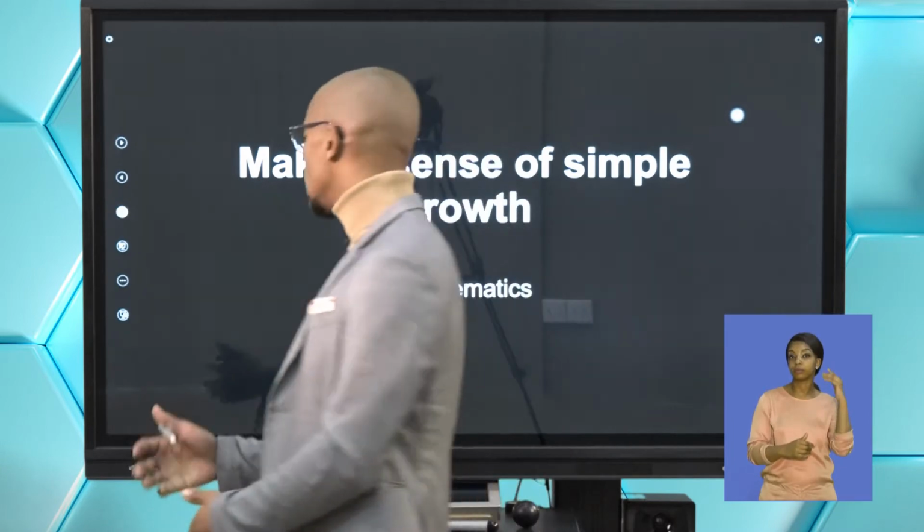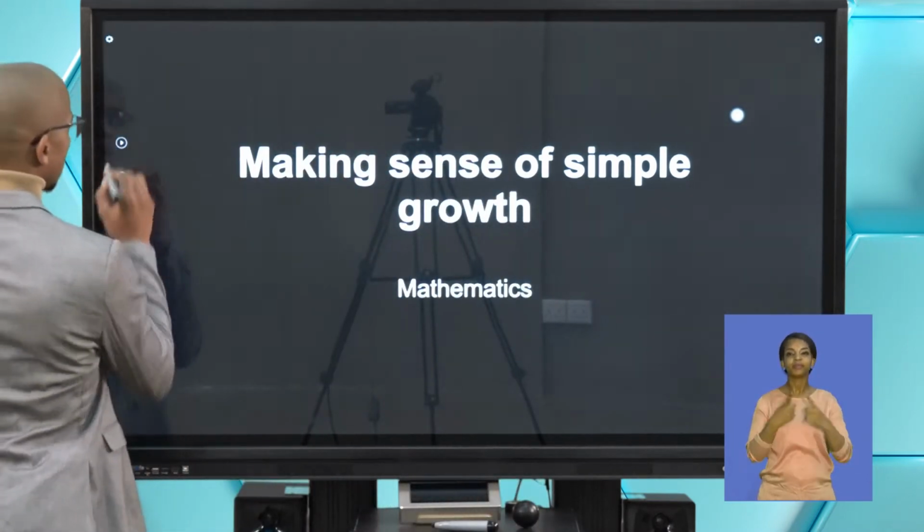But before we do that, I'm going to ask you a few questions that I want you to please think about, so that when we're talking about this concept of simple growth in particular, you have things that you are busy thinking of as we're busy with this lesson. So let's just jump right into it.